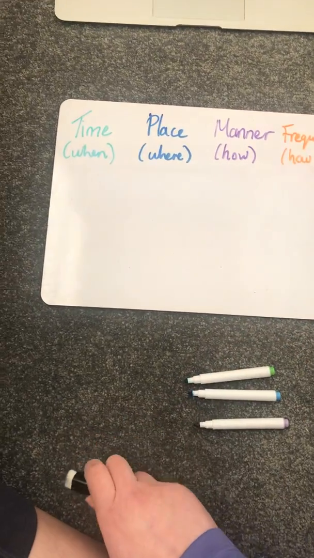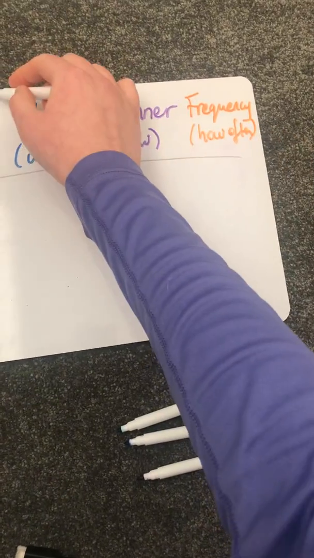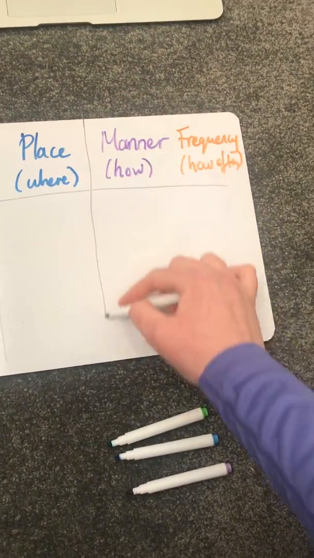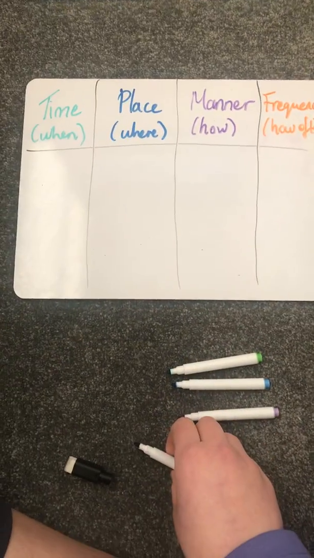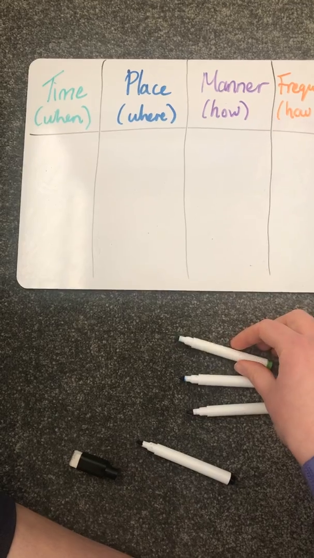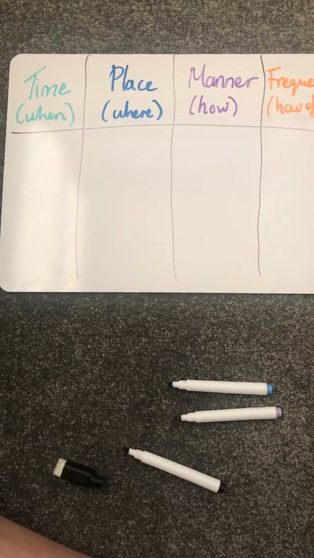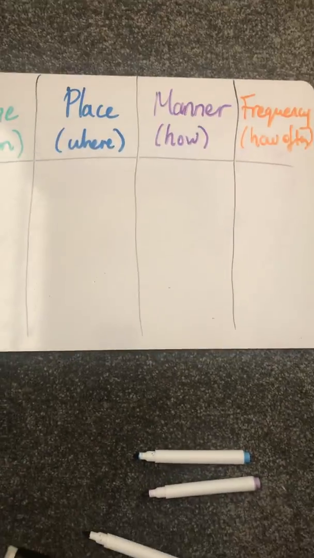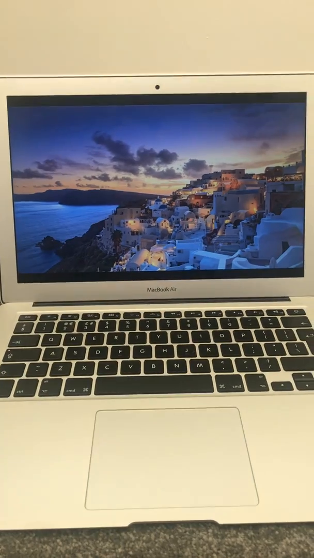So, if we brainstorm a few just to give some examples, that will help us for when we want to write our own or identify them. So, an adverb of time, when something is happening. Let's have a look. I'm going to use an image as a stimulus. So, got this lovely image here.